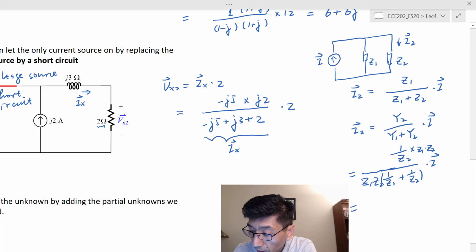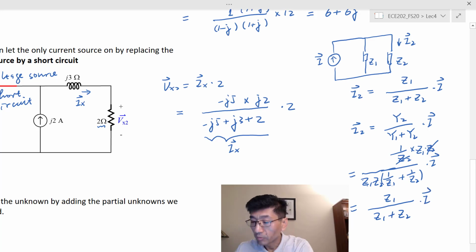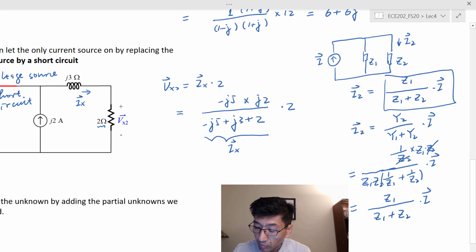Well, on the numerator here, z2 will be cancelled. Sorry, z1 and z2 will be cancelled. I'm left with z1, right? So in this case, the first one is z2. Let me put z2 here, and in the second one I have a z1 left. So this is where this comes from, okay? That's where this comes from here.